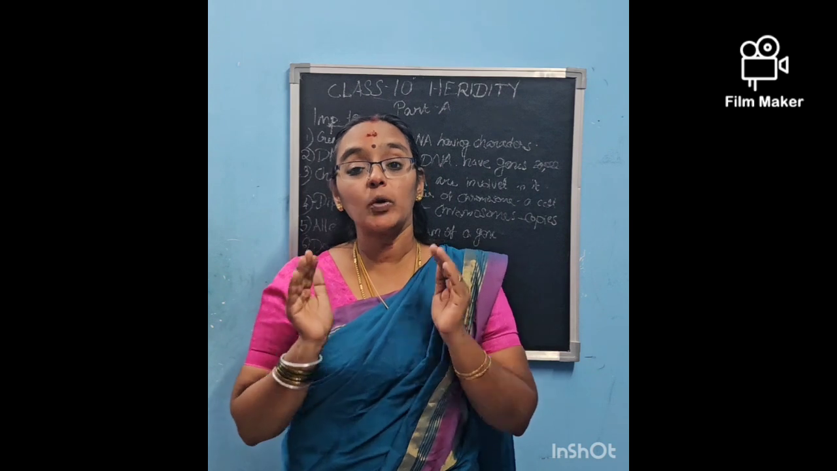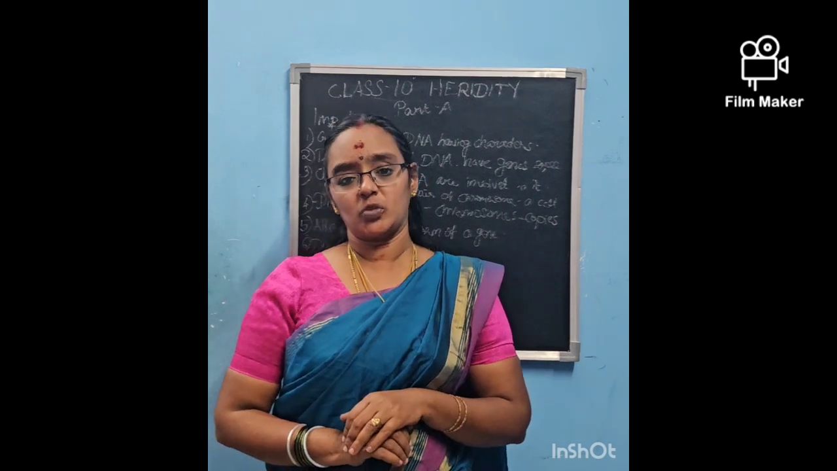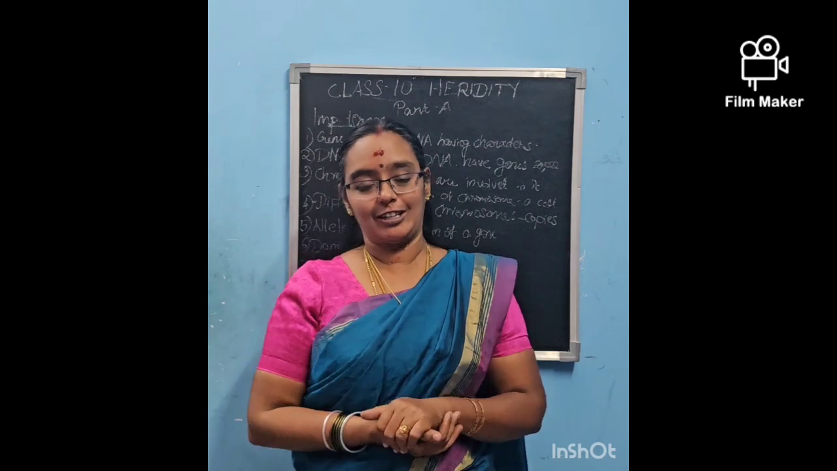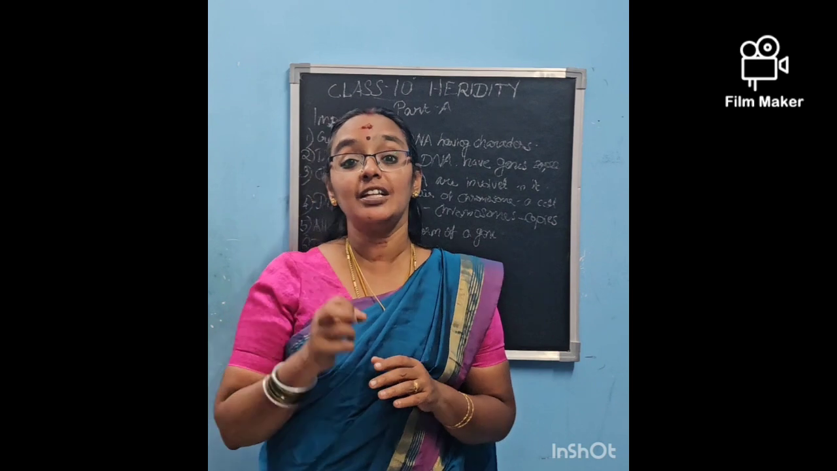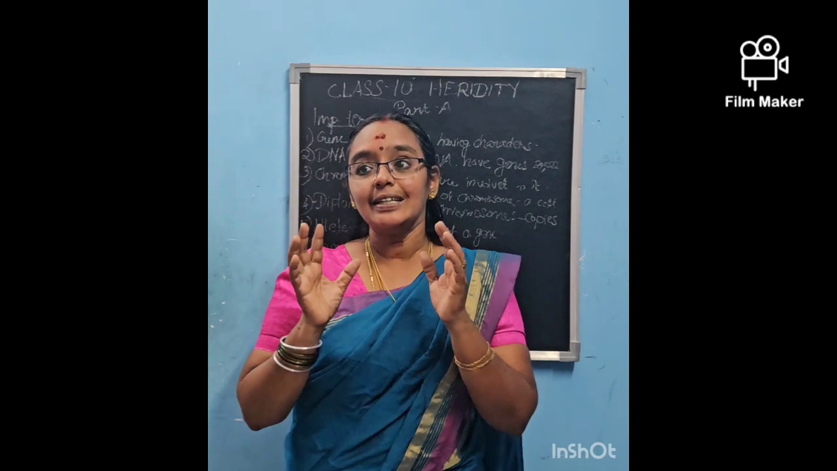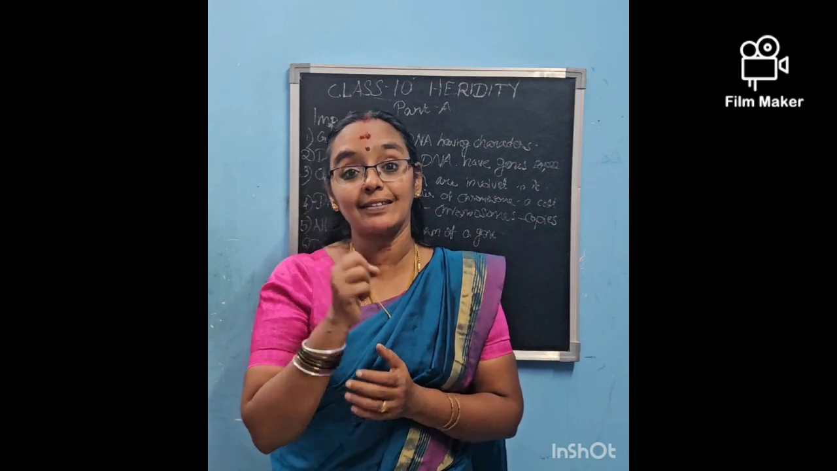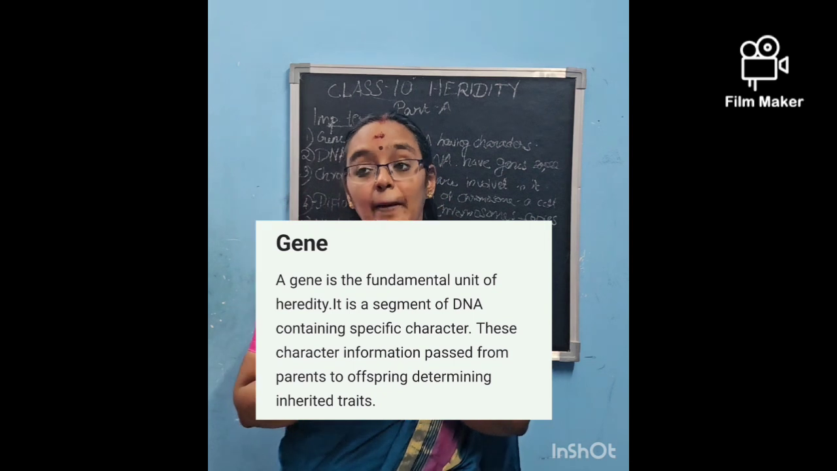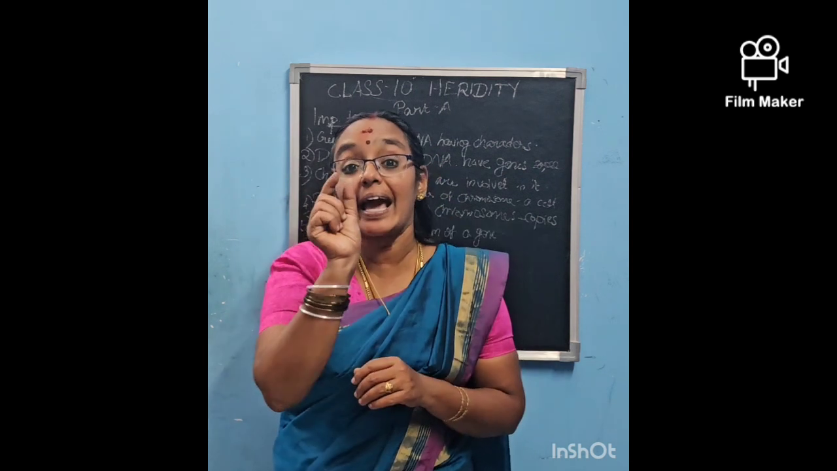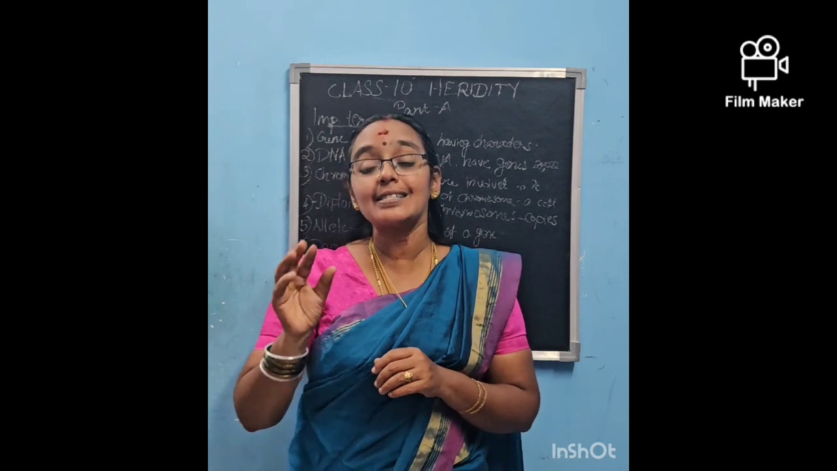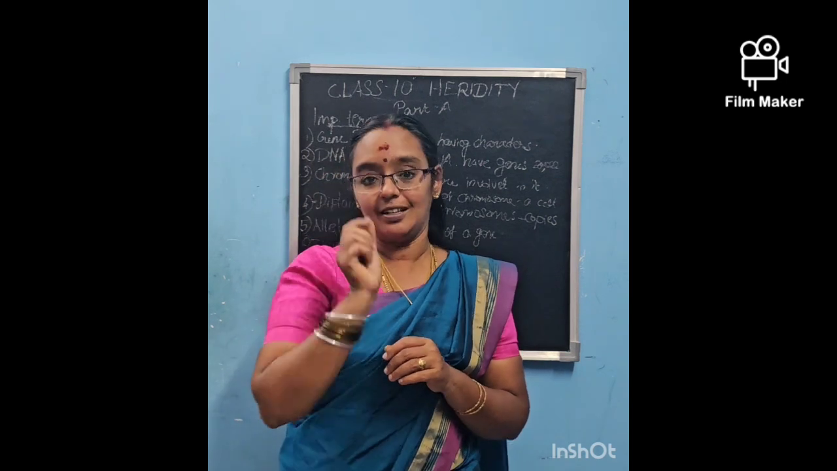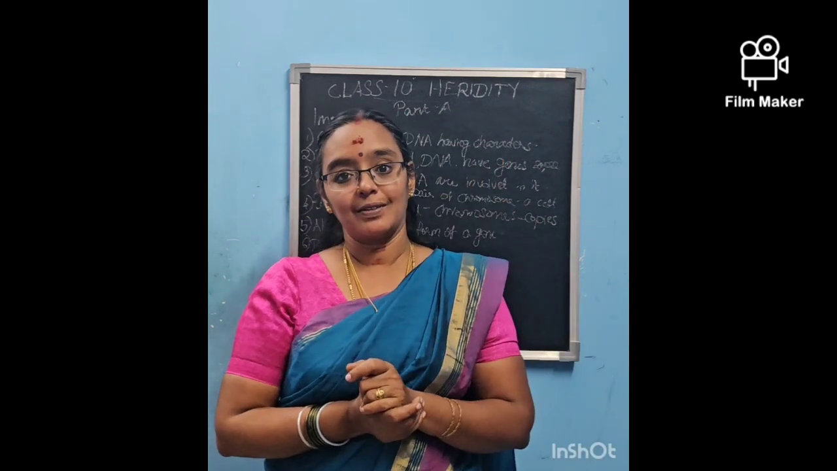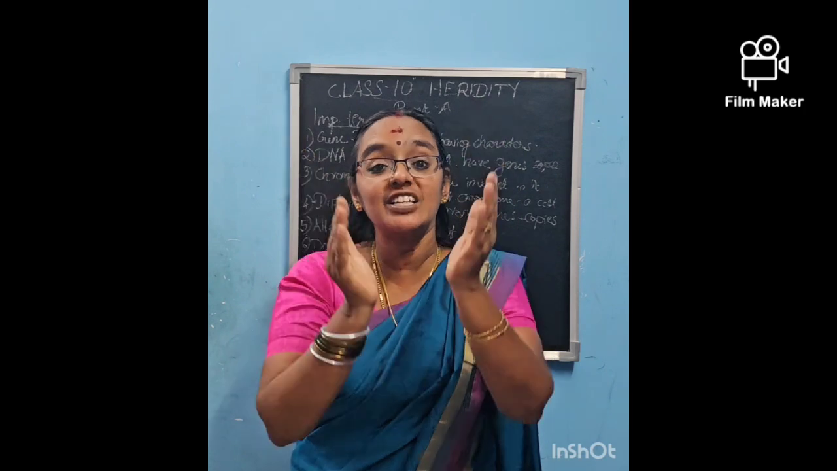Dears, now we are going to see some important terminologies which we need in this lesson for further knowledge of the lesson. The first one is gene. What is a gene? A gene is the one which has characters in it. We have said brown eyes, black hair. These are single characters. These are present in genes. Where will the genes be present? The genes will be present in DNA strands.